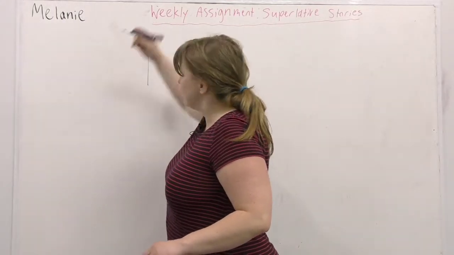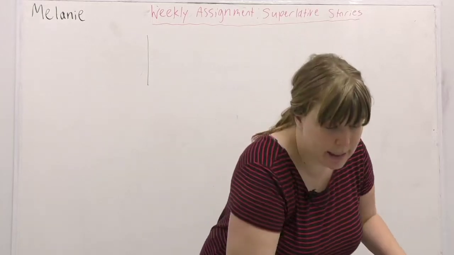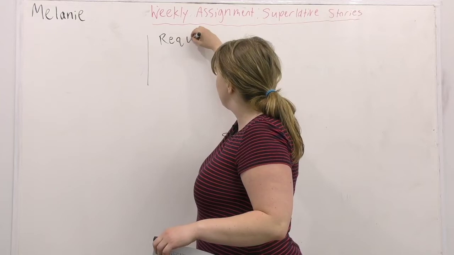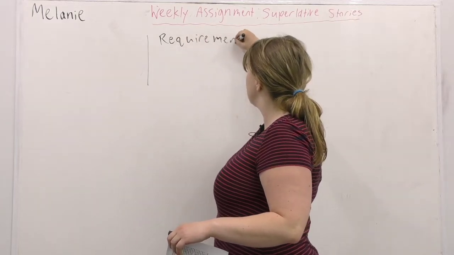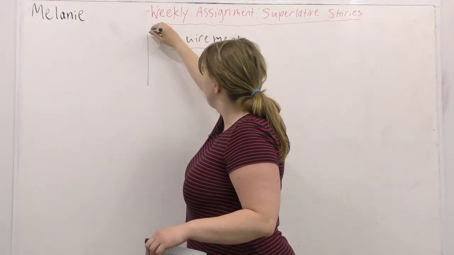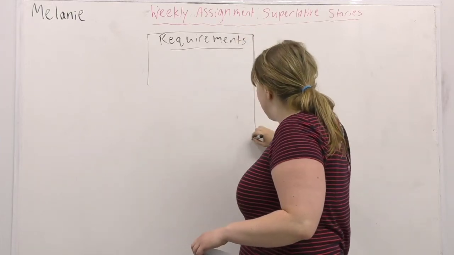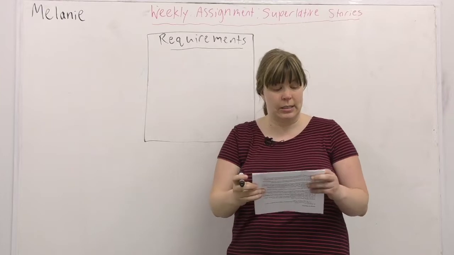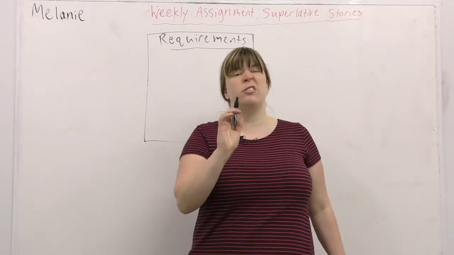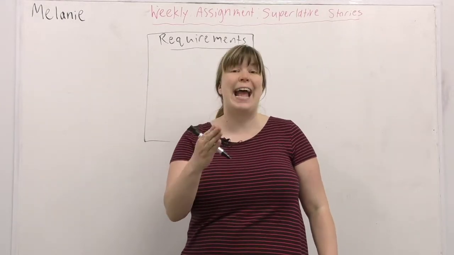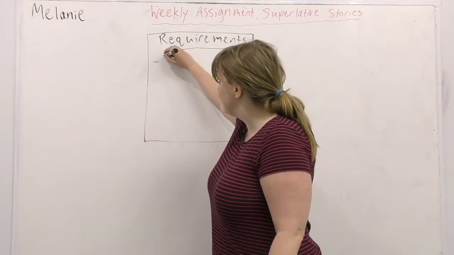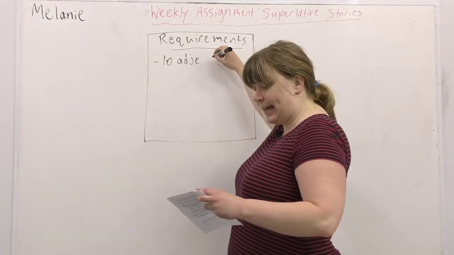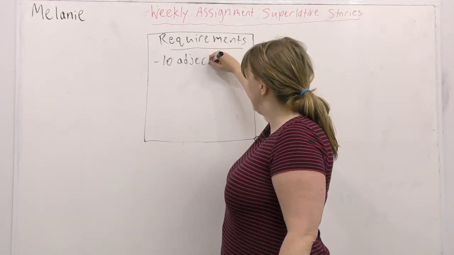Okay, it's not the best pen. Let's go try this one. Okay, so here are the requirements or rules. I gotta write them out in a nice, neat little box here. Okay, first, I want you to try to use 10 adjectives. So this is our grammar. 10 adjectives.